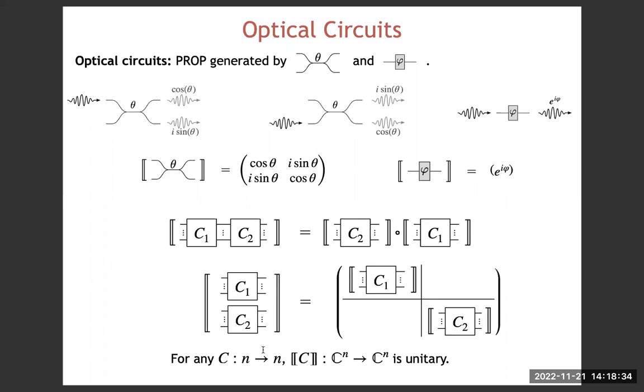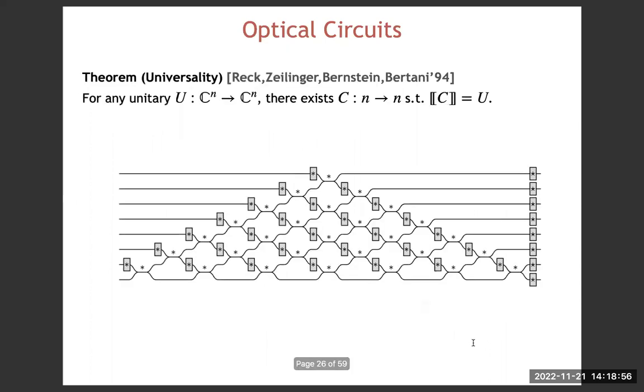Okay, so by construction, when you have such an optical circuit, if you look at the semantics, you get a unitary transformation, acting on dimension n, n being the number of wires of the circuit. Okay, so we have this language, an interesting property which has been, sorry, Simon.